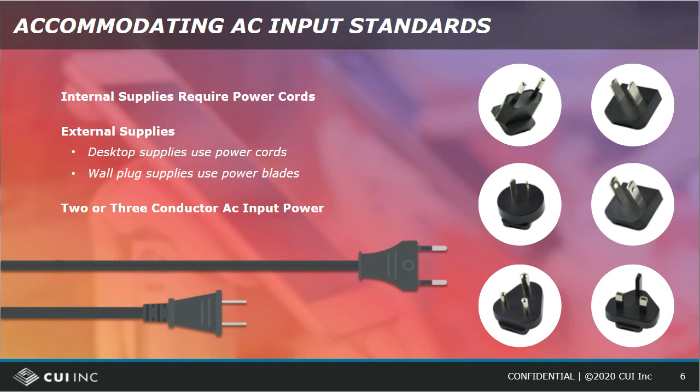There may be some desktop supplies with hardwired AC power cords, but it's very common to find them going into an AC receptacle. Wall plug supplies are, if you will, similar but different, in that on a wall plug supply there is no AC power cord, but instead the blades are attached directly to the body or the case of the power supply. And so you have two options for international power on a wall plug power supply.